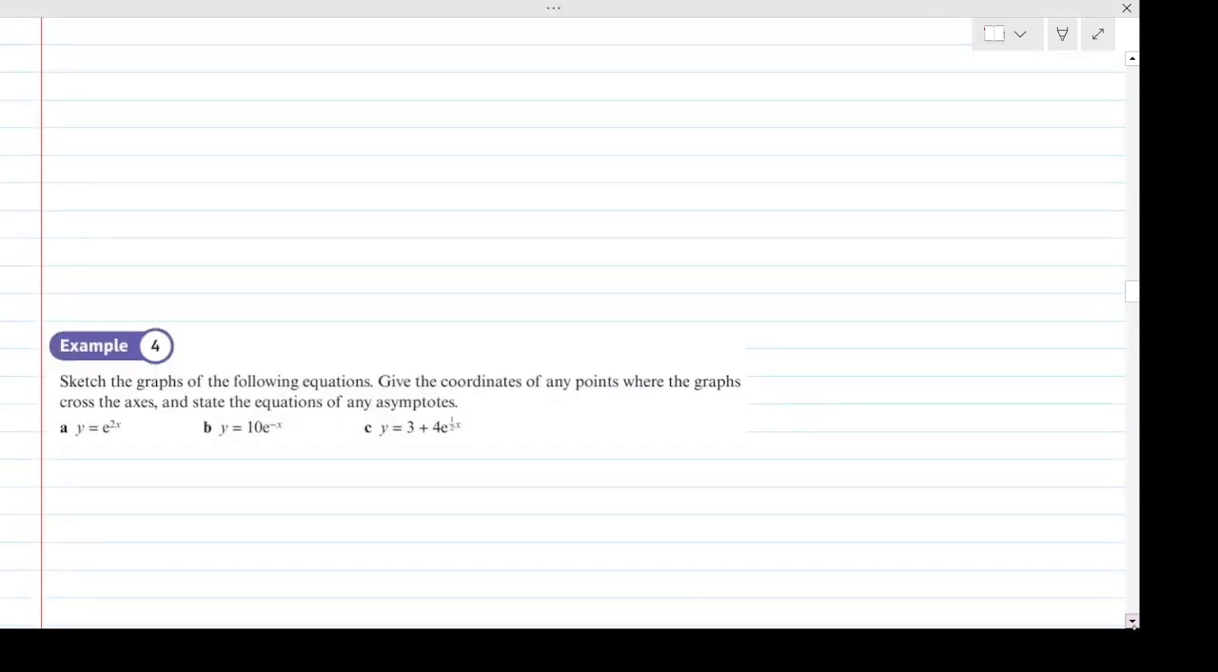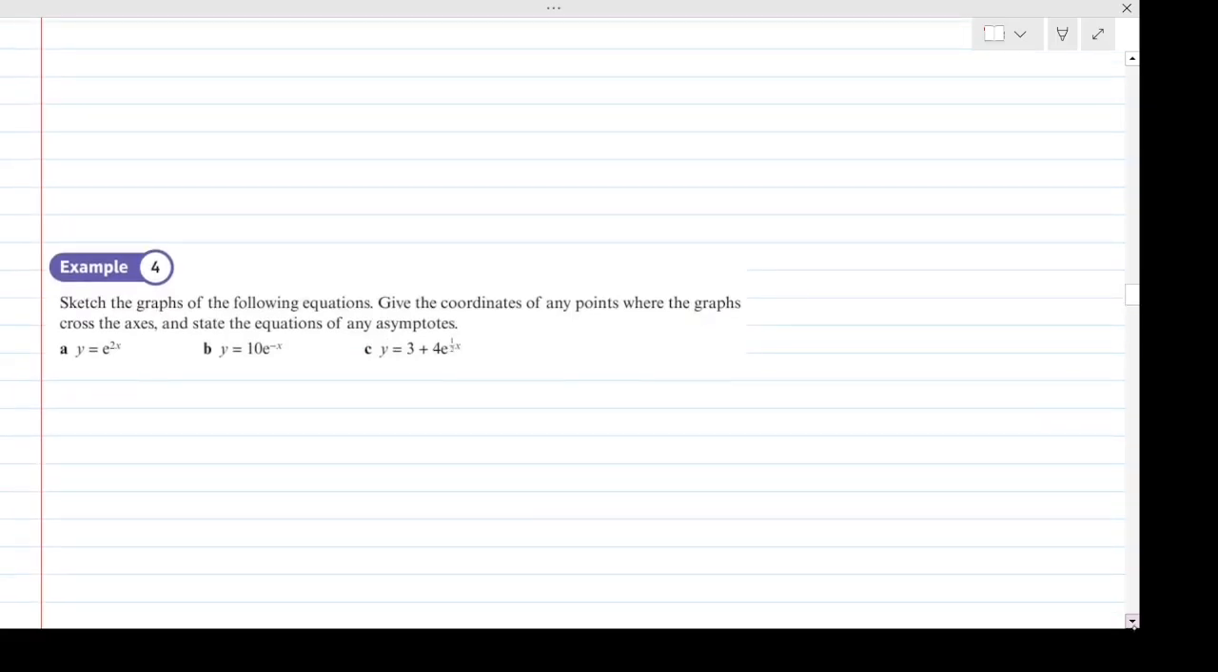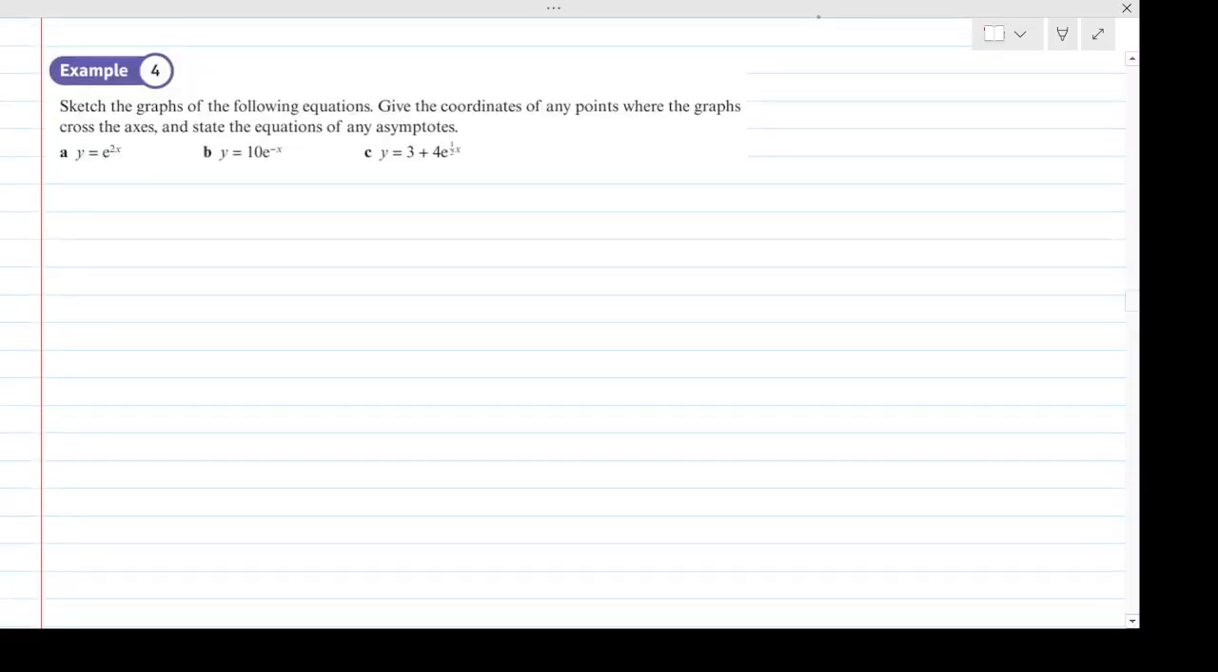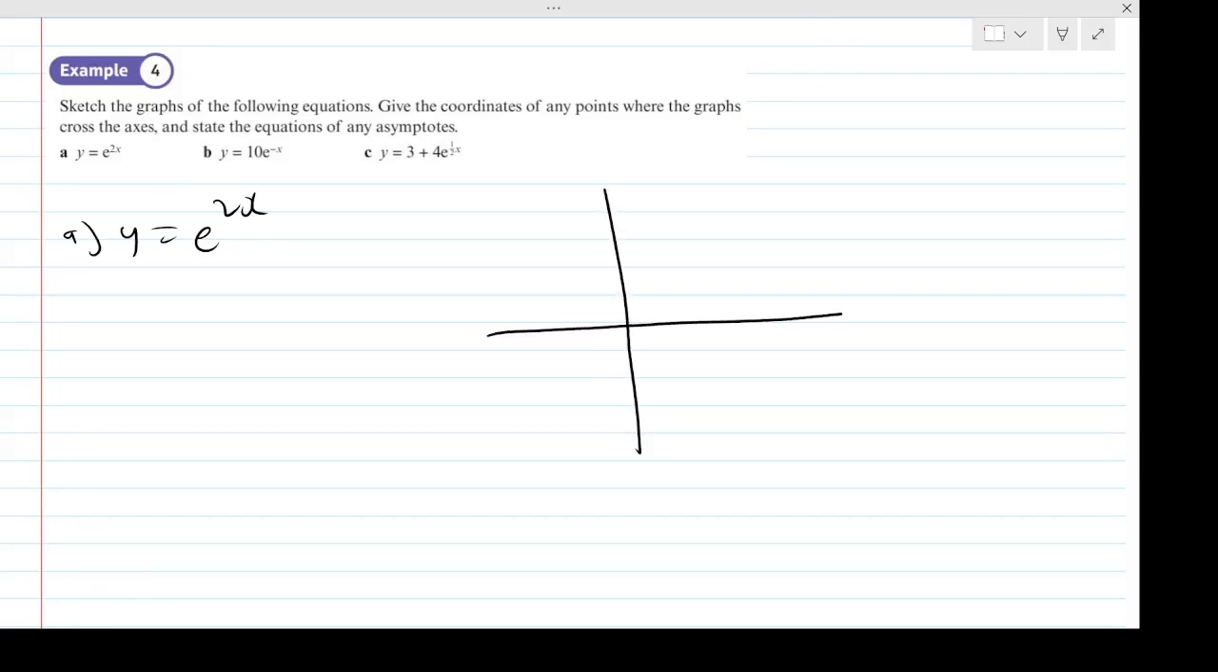Again, we need to be able to sketch the graph e to the x and transform it as well. So make sure you're comfortable with graph transformations. Here we firstly need to sketch y is e to the 2x, where e to the x looks like this. So that's e to the x, with y-intercept at 1.